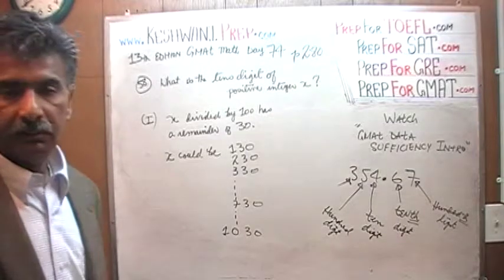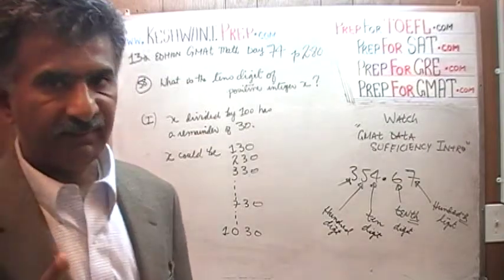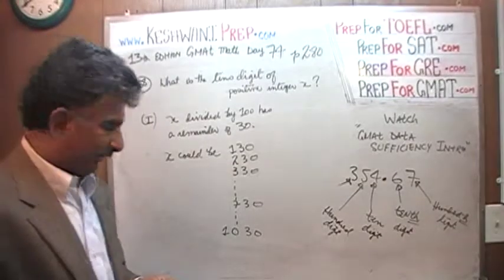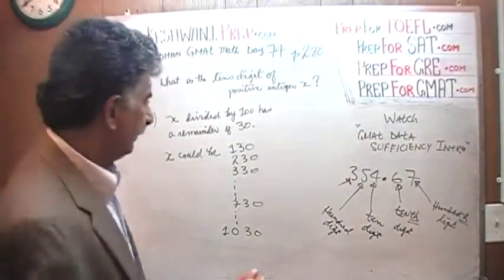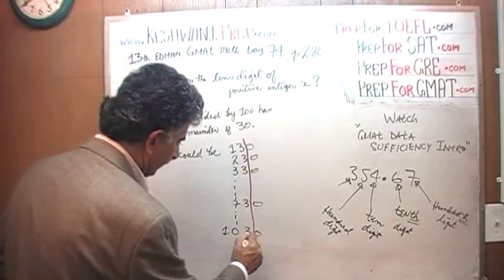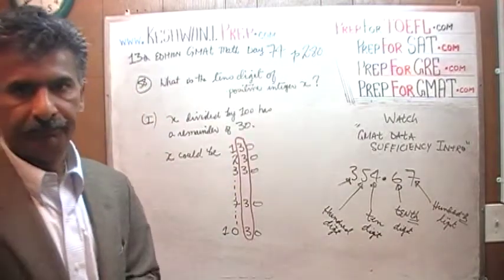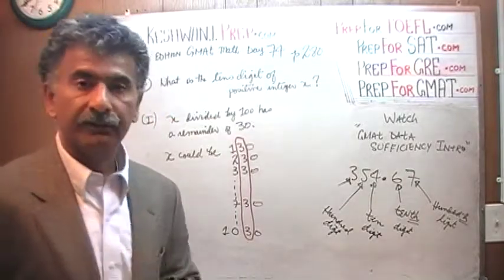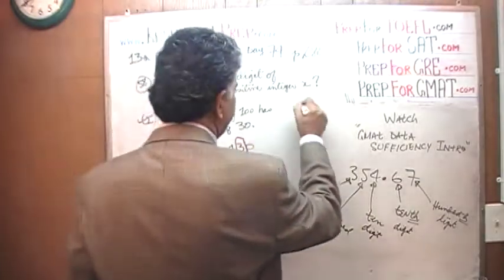So which one is it? What's the value of x? They're not asking us for the value of x, they're asking us what is the tens digit of x. It doesn't matter what value of x is. The point is, because when you divide it by 100, it has a remainder of 30, the tens digit will always be 3. There we go, we are able to answer the question. The question was, what is the tens digit? And the answer is 3. So the first statement is enough. The first statement by itself does the job.